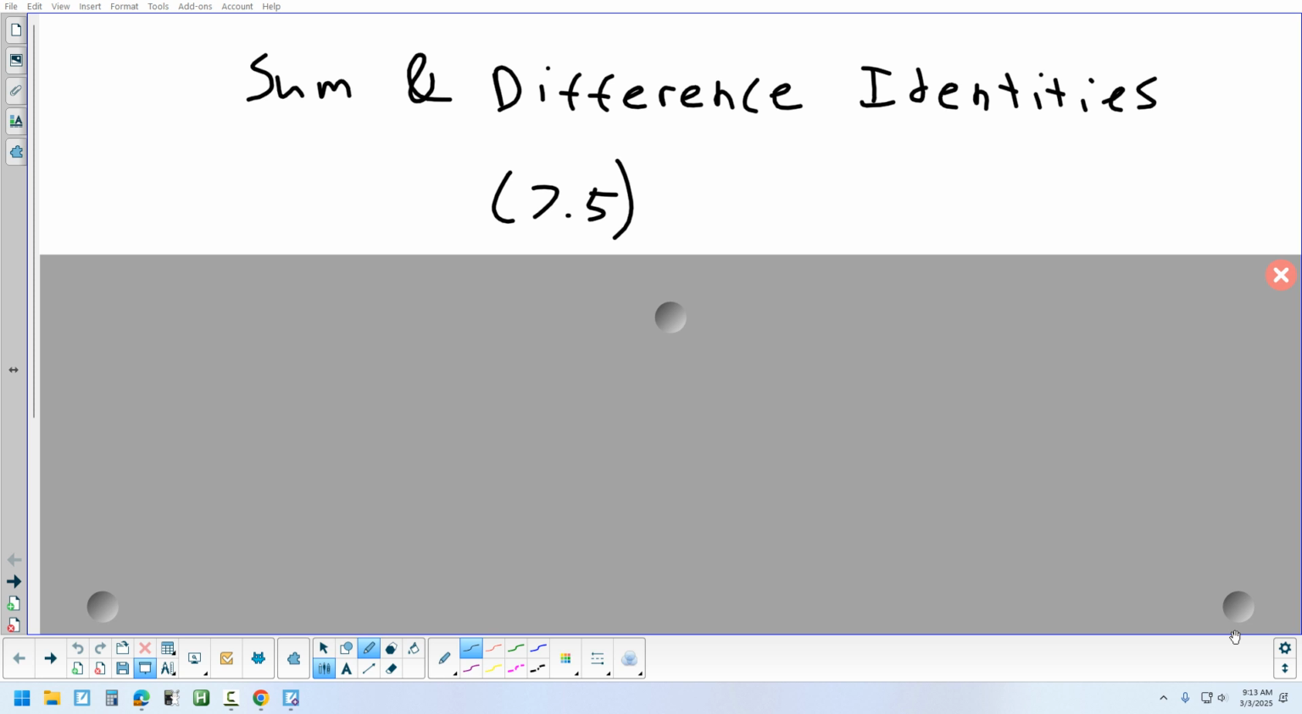Let's start off by looking at 7.5. In the last section, 7.4, we had 3 different groups of identities we looked at. The reciprocal, which is when you flip sine, you get cosecant. When you flip cosine, you get secant. When you flip tangent, you get cotangent.